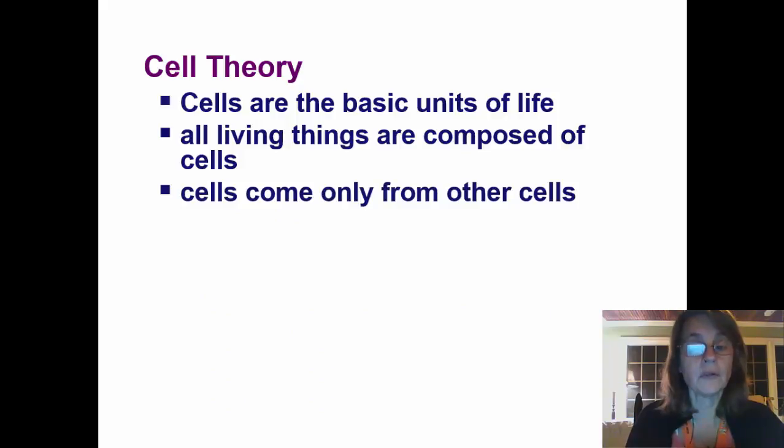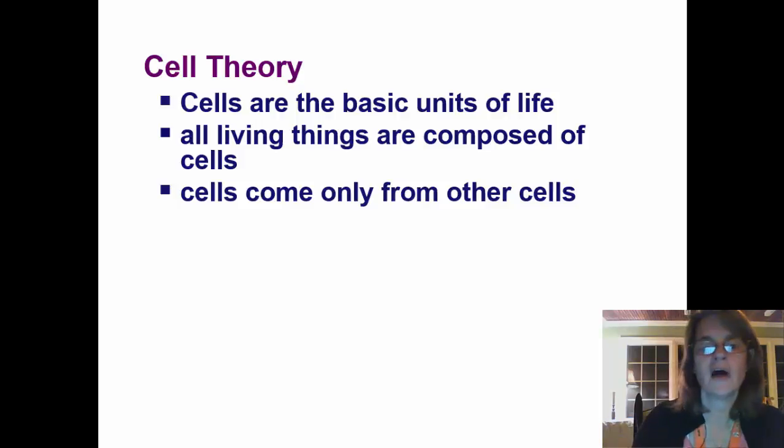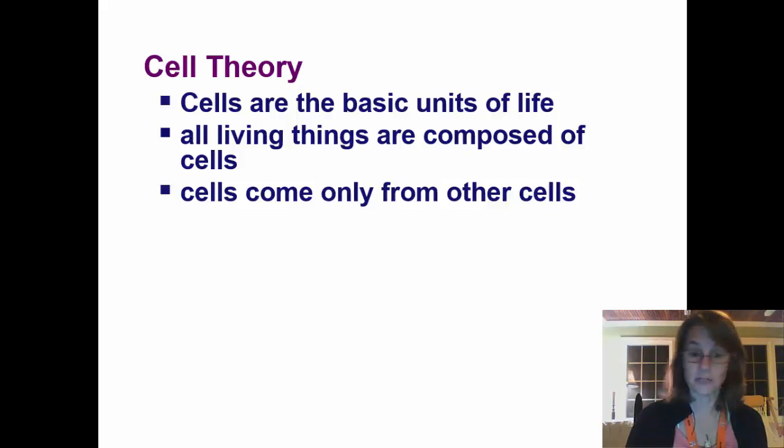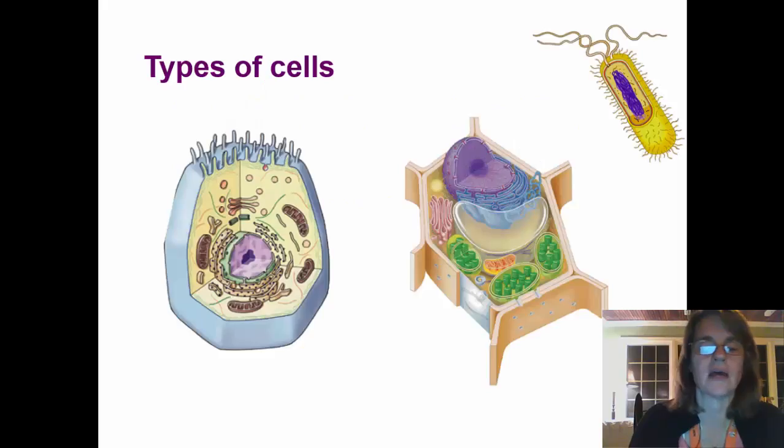Cells come only from other cells. There are many questions that arise. Where did the first cell come from? Which we talked about in Origins of Life. But today on planet Earth, we get no cells unless they are coming from other cells. There's no spontaneous generation on planet Earth today.